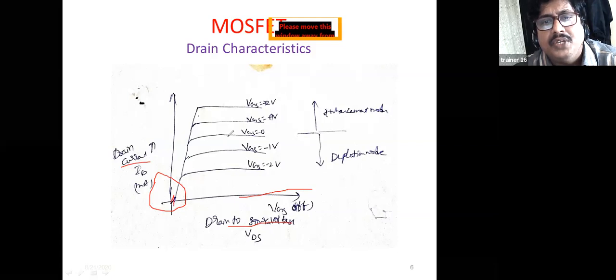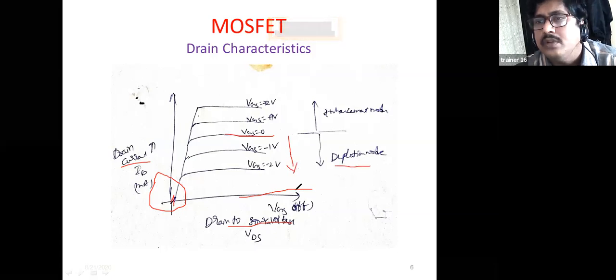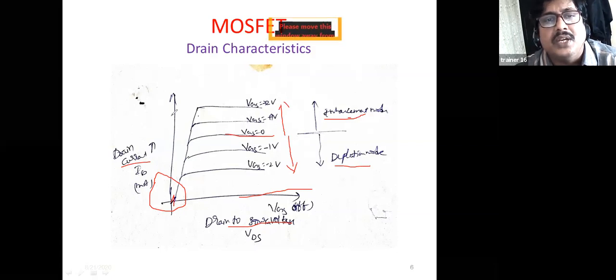And then if you see VGS equal to 0, if it is a negative gate to source voltage, then it is called depletion mode. And a positive gate to source voltage is nothing but enhancement mode. When the positive gate to source voltage applies, the drain current increases. You see in the graph clearly.